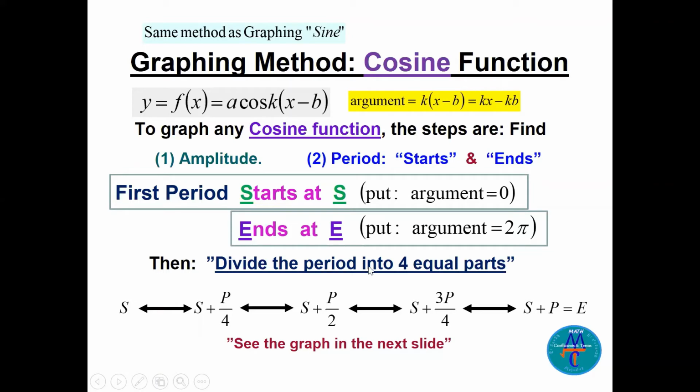Then you divide the period into 4 equal parts. S, this is the beginning, S plus P over 4, S plus P over 2, P is the period, S plus 3P over 4, S plus P, which is the end of the first period. Then you can repeat the graph.